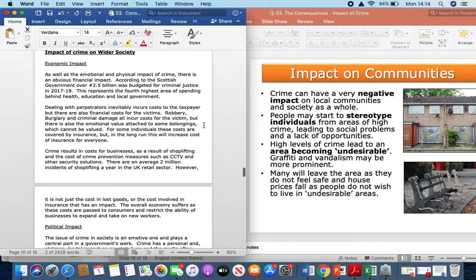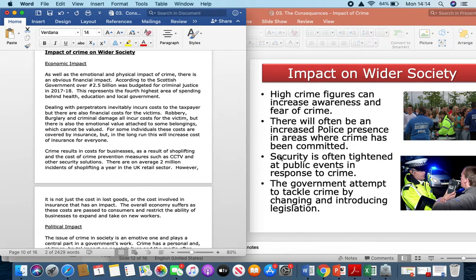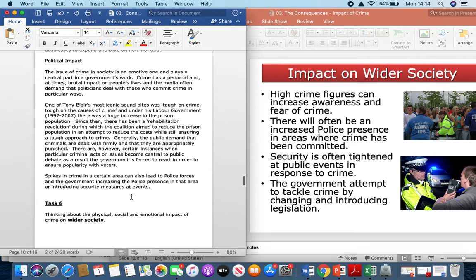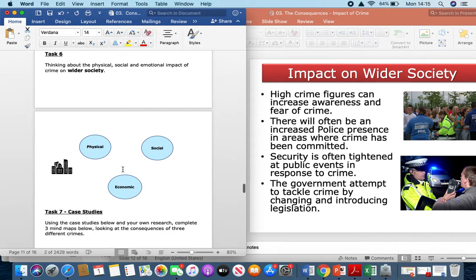And overall, wider society. That's where you're going to do the same thing. So high crime figures make everyone afraid of crime. There's loads of different stuff. It goes into politics and stuff like that. So you're going to do the same thing for wider society. Ideally, I'd like to have at least 4 or 5 minimum coming off of each one of these.